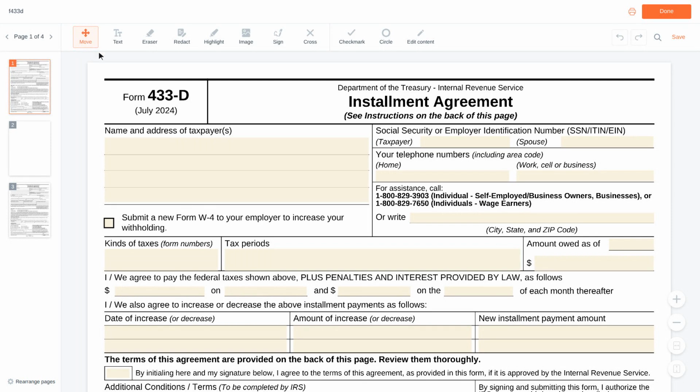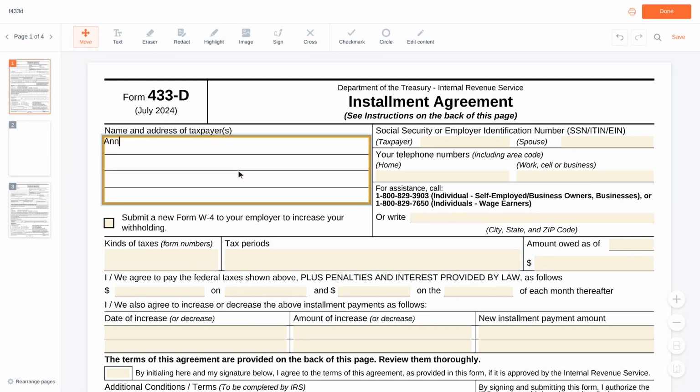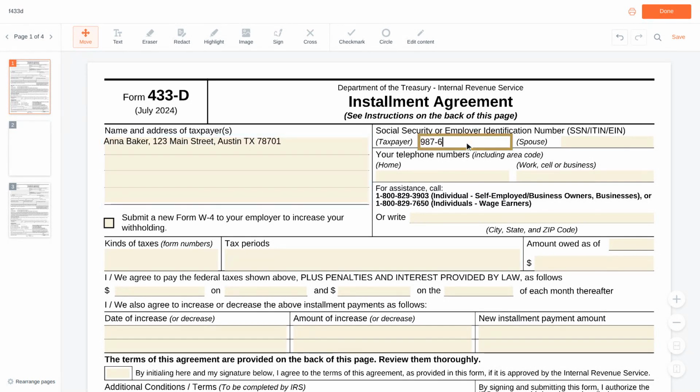Begin by identifying the taxpayer. Enter your name and address, for example, Anna Baker at 123 Main Street, Austin, TX 78701, along with your Social Security number or employer identification number, such as 987-65-4321. Add your telephone numbers so the IRS can reach you. If the balance is from a joint return, include your spouse's information as well. Accurate identifying details ensure the payments are credited to the correct account and that the agreement is tied to the right tax debt.